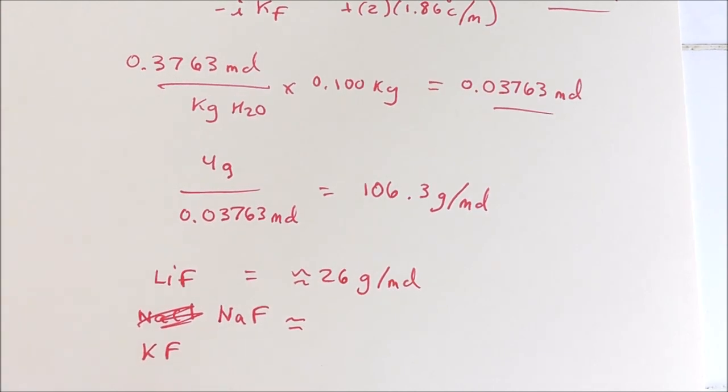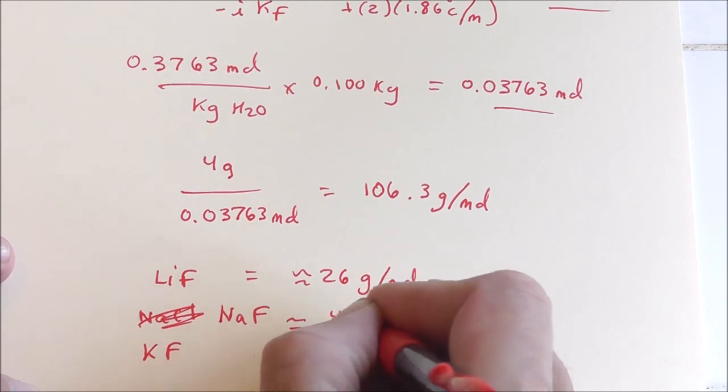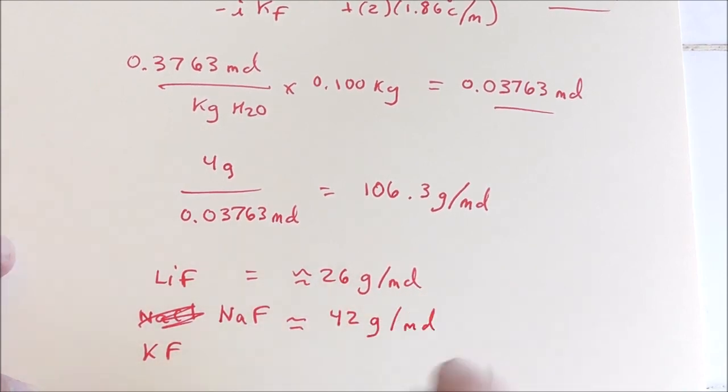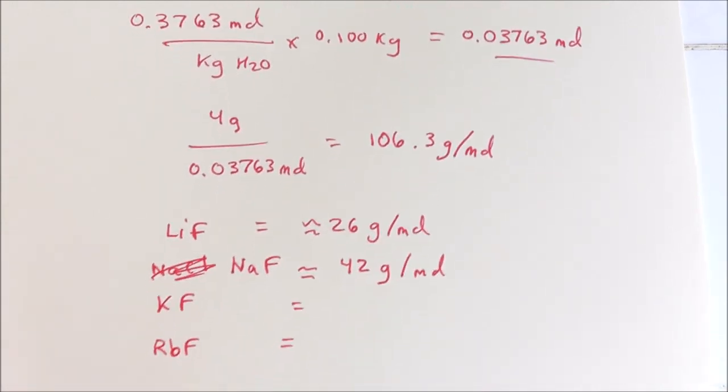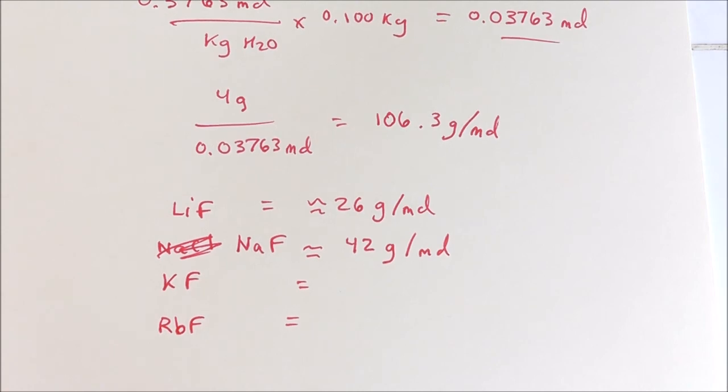What would sodium fluoride be? Sodium is 23 plus 19. This would be 42 grams per mole. Oh my goodness. RbF. He's like, this problem has RbF. So we got 19. Okay, potassium is 40, so this would be 59 grams per mole.